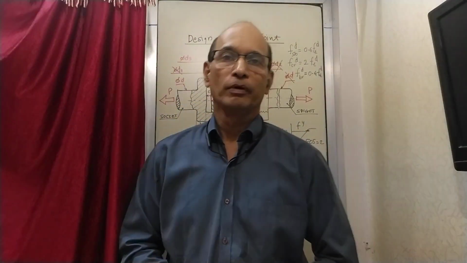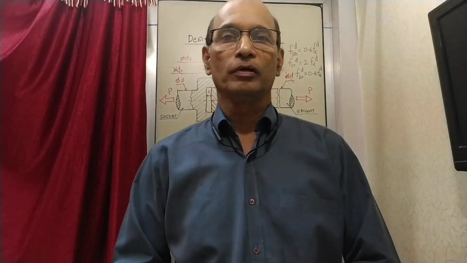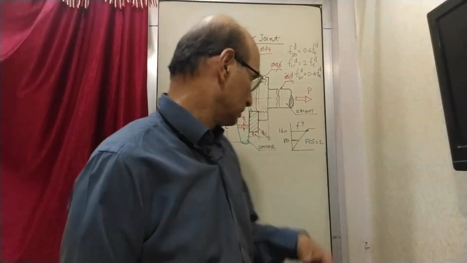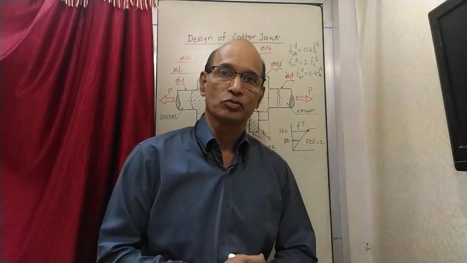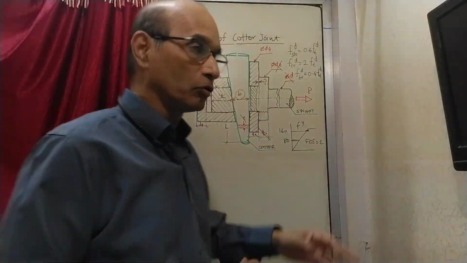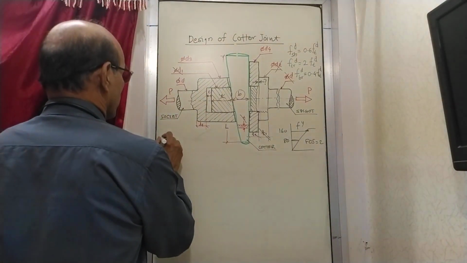Hello. So we are talking about quarter joint design. Last time we have seen how to design the spigot part. One of the three parts is spigot, which we have seen last time how that is to be designed. Now today we will move on to the next part, that is the socket. So design of socket is the next.